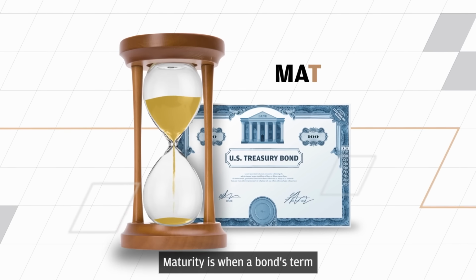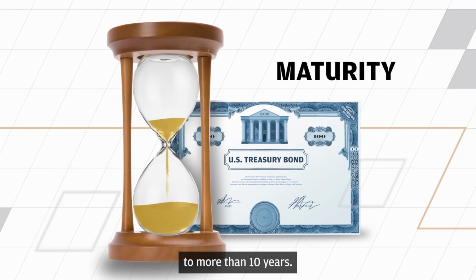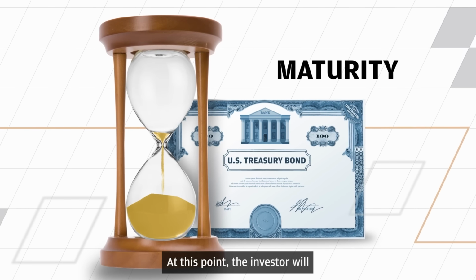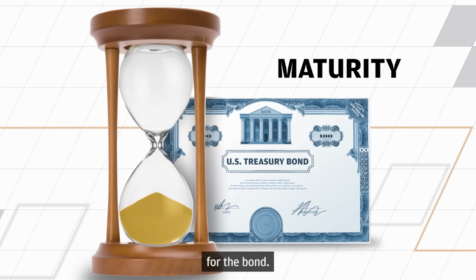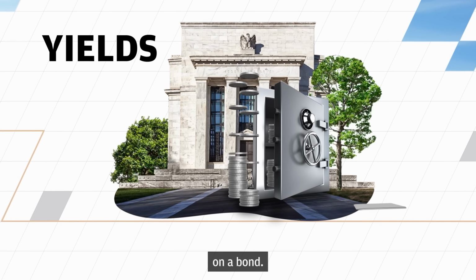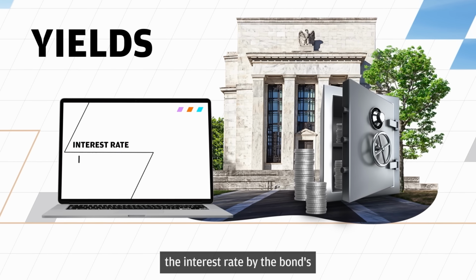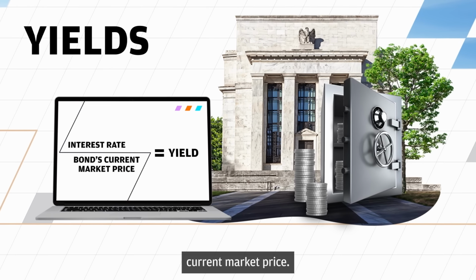Maturity is when a bond's term comes to an end. This can be from 1 year to more than 10 years. At this point, the investor will get back the money they paid for the bond. Yields are the returns made on a bond. The simplest version of yield is calculated by dividing the interest rate by the bond's current market price.